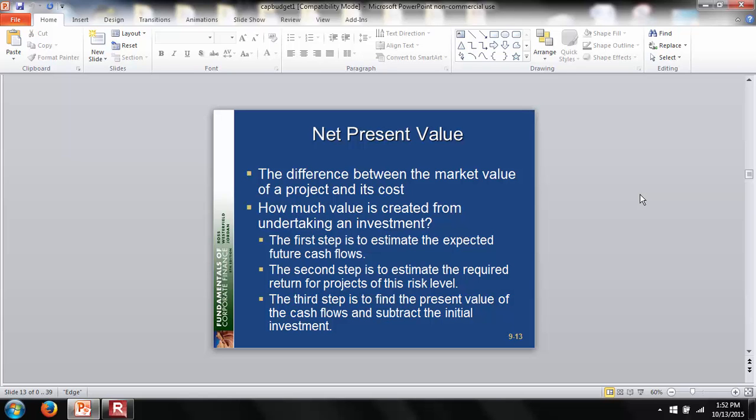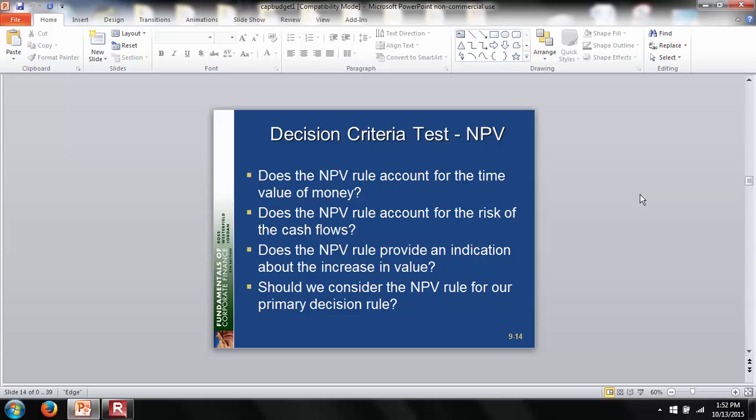So when you talk about the NPV, essentially what we are doing is that we are finding the present value of the cash flows received net of the investment. And that's what we do here. So let's look at the questions. Does the NPV rule account for the time value of money?